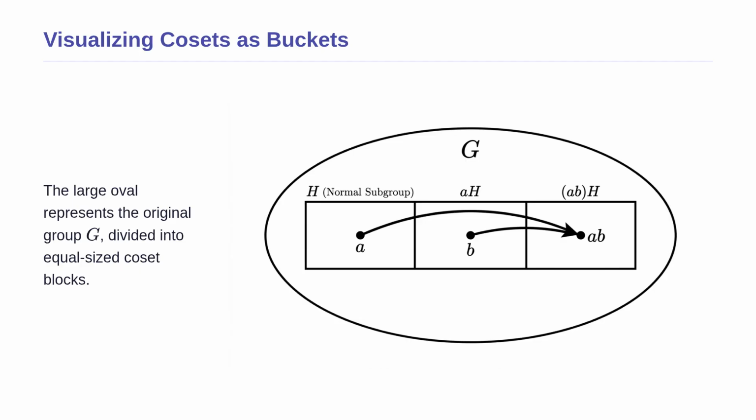Let us see this with a concrete visual to really lock in the concept. The diagram you are looking at visually summarizes exactly what we just discussed. The large oval represents the original complicated group G. By dividing it into equal-sized rectangular blocks, we have created the factor group. You can see the normal subgroup H on the left and the shifted cosets next to it. The arrows prove that when you combine an item A from one block with an item B from another block, you always land safely inside a specific, predictable third block labeled ABH.